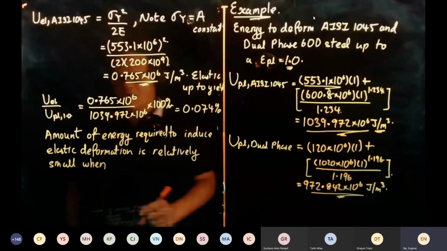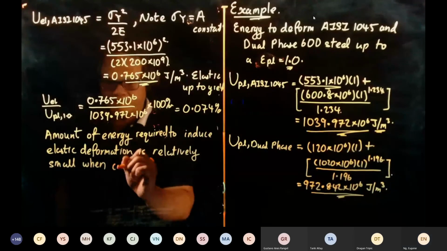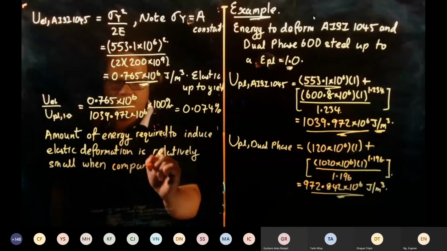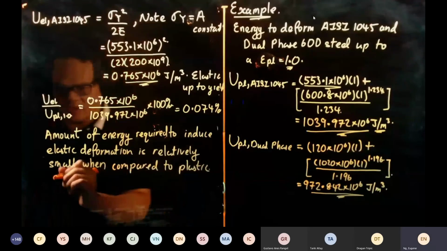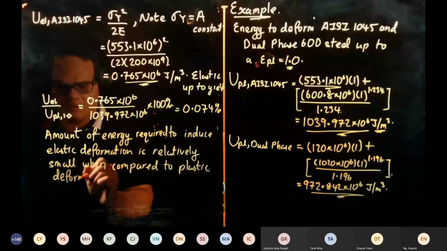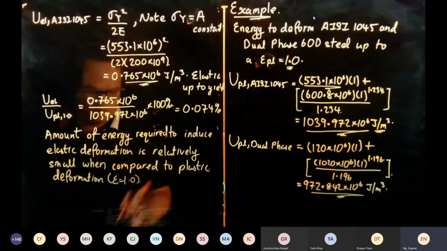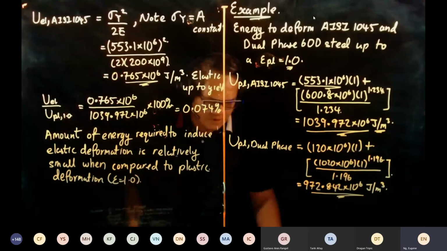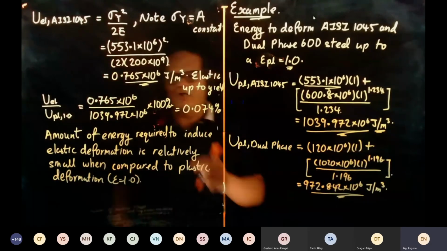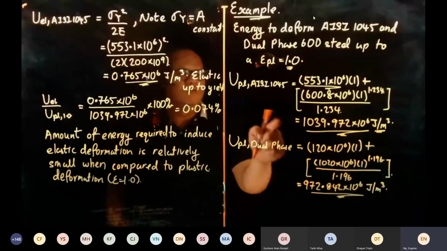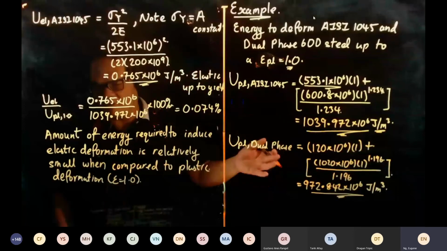Okay. Required to induce, it's relatively small when compared to plastic deformation over here at a strain equal to 1.0. So when your plastic strain is smaller, you expect this number to come down. But again, the plastic energy required for deformation will still be higher than the elastic.